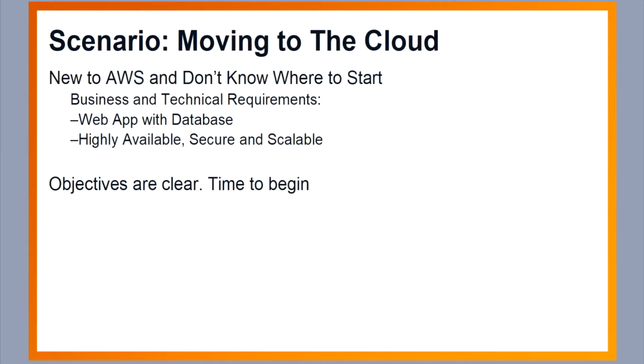So the scenario is that we're new to AWS and we don't know where to start, but we do have objectives and we do have requirements, and both of those are shared by the business and the technology groups. And that is that we have an application that needs to be available, secure, and scalable. So the objectives are clear.